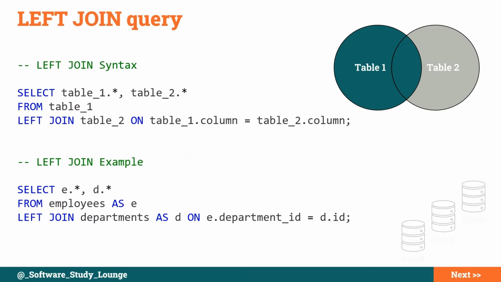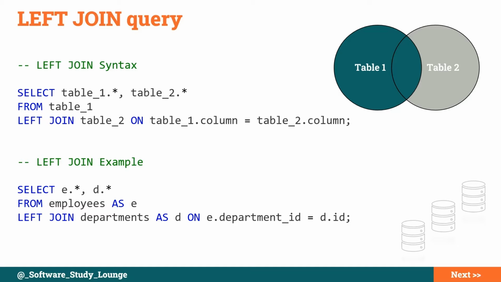So, the left join query. Let's take an example of a diagram. We have two tables, table 1 and table 2. In the diagram, the table 1 part is completely highlighted, and also the common part between the two tables is highlighted. That indicates all the rows from the left table and the matching rows from the right table.